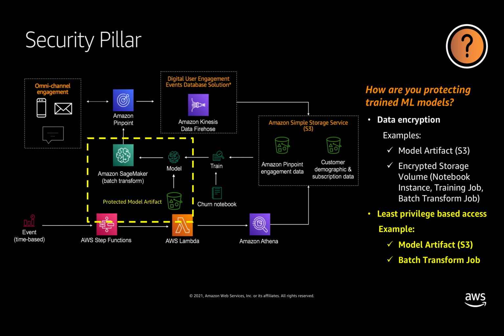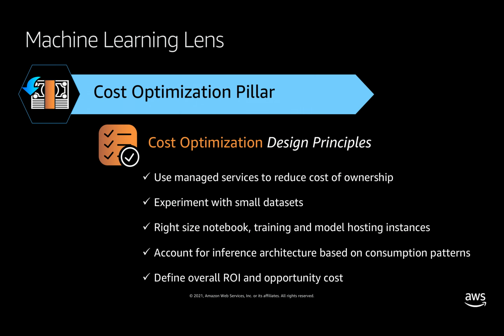So this was just a quick sample inside security, but let's move on to cost optimization. These are the high-level design principles associated with cost optimization. As with other workloads on AWS, we recommend using managed services to reduce the cost of ownership.